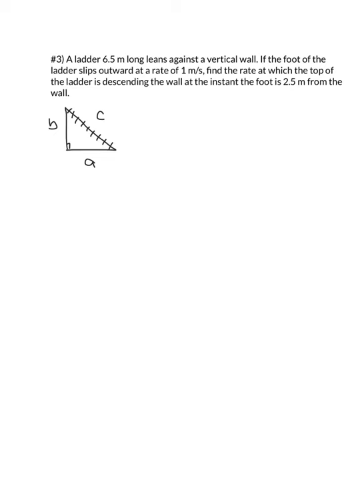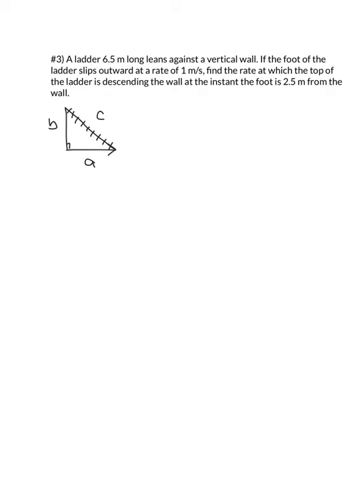A ladder 6.5 meters long leans against a vertical wall. If the foot of the ladder slips outward, so the foot of my ladder is going this way, at a rate of 1 meter per second, find the rate at which the top of the ladder is descending the wall at the instant the foot is 2.5 meters from the wall.